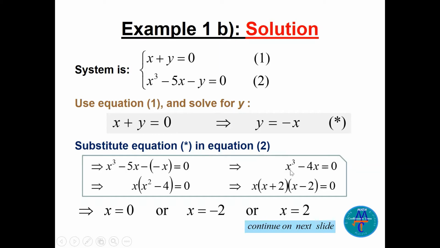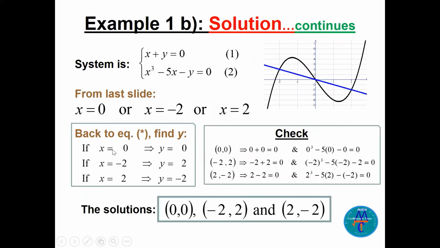Simplify the equation, we get a cubic: x cubed minus 4x is equal to 0. Factor x as a common factor, then there is a difference between 2 squares. So we can see there are 3 values for the x: x equals 0, x equals minus 2, or x equals 2. Now, in the next slide, we replace every value for x in the star to find y. If x is 0, y will be 0. If x is minus 2, y will be 2. If x is 2, y will be minus 2. We check in each equation, then the solutions are 3 points.